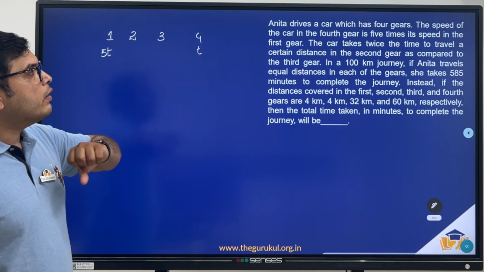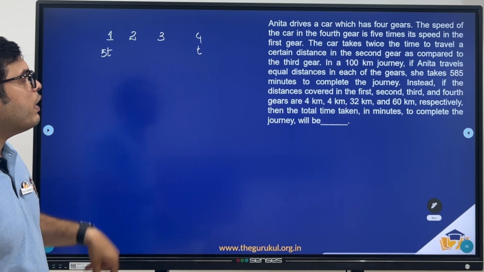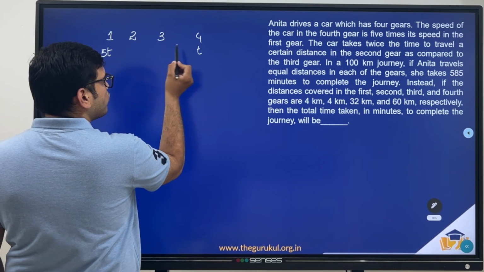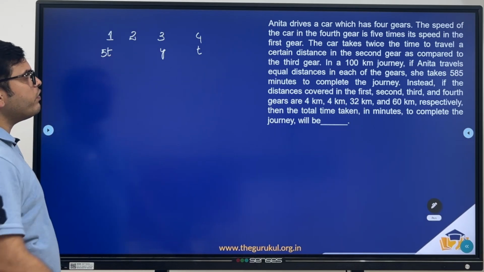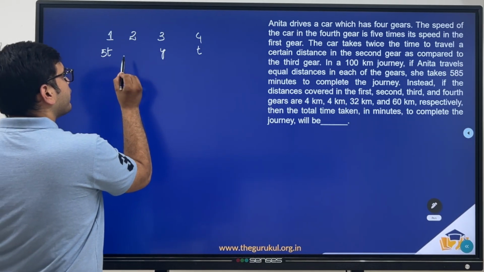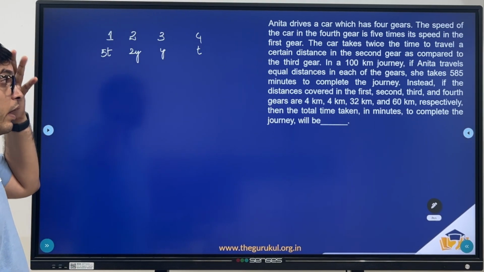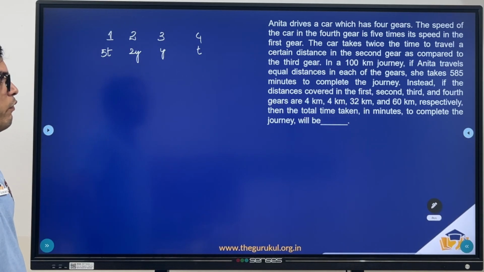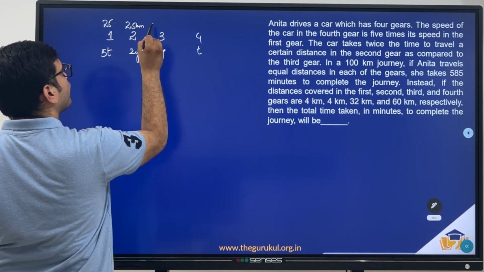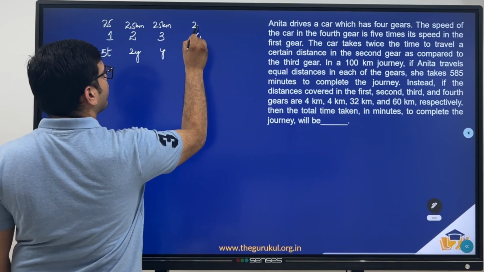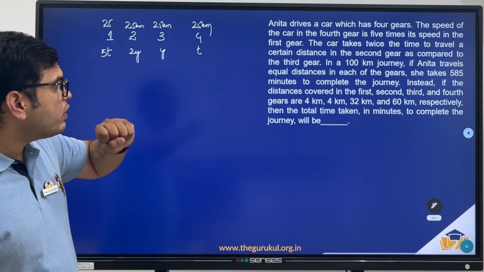Done. Now the car takes twice the time to travel a certain distance in the 2nd gear as compared to the 3rd gear, right? So let us say, if the time taken to cover a certain distance in 3rd gear is y, in 2nd gear it would be 2y, right? Now in a 100-kilometer journey, if Anita travels equal distances, so 25 kilometers, 25 kilometers, 25 kilometers, and 25 kilometers, right? She would have taken how many minutes?